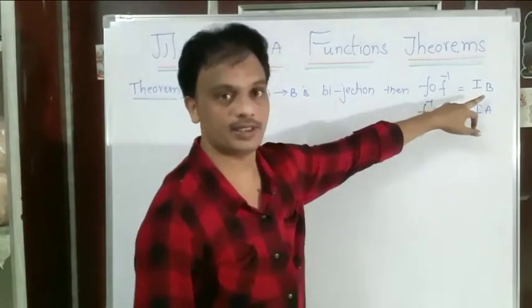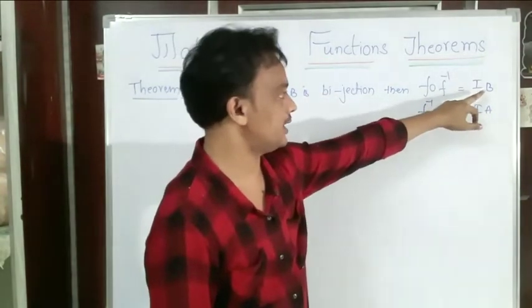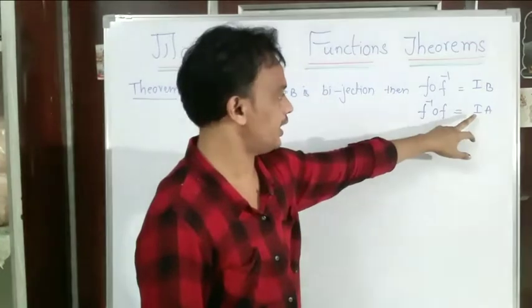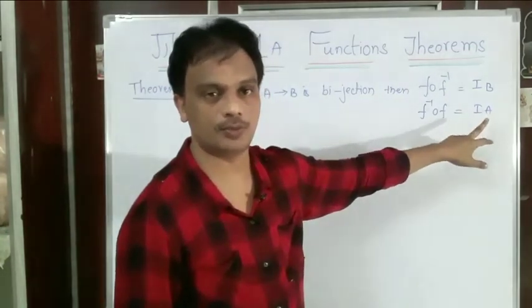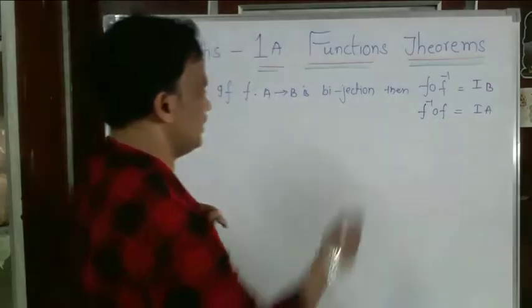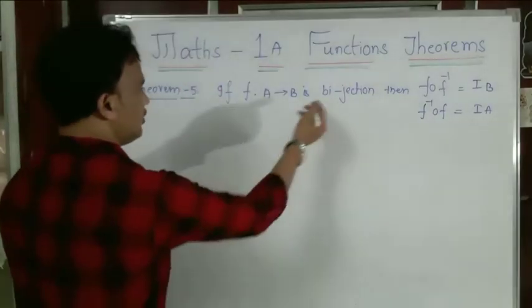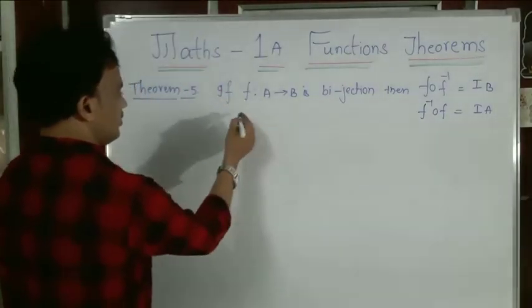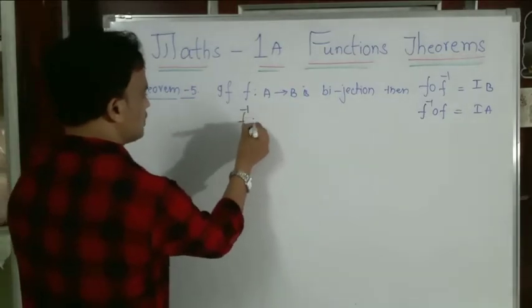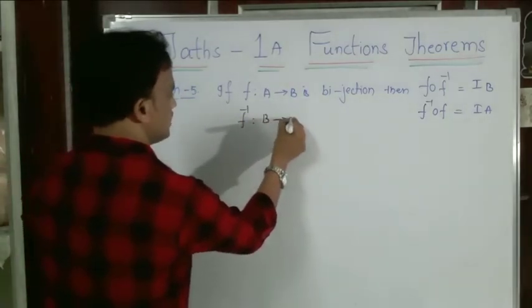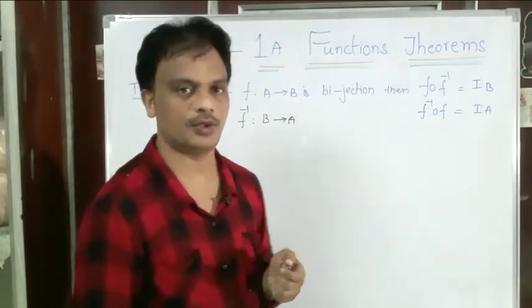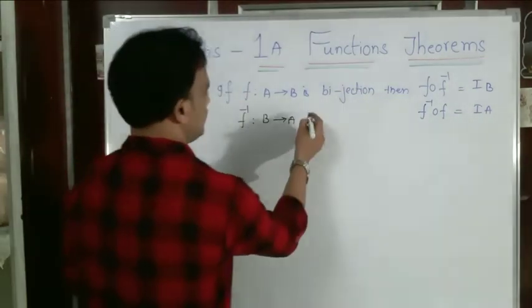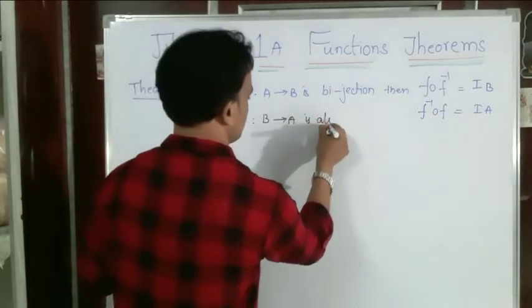I_B is the identity function defined on the set B, and I_A is the identity function defined on the set A. That is what we are going to prove. First of all, f from A to B is a bijection, so immediately I can write that f inverse from B to A will exist, because f is a bijective function. So the inverse will compulsorily exist. f inverse from B to A is also a bijection.